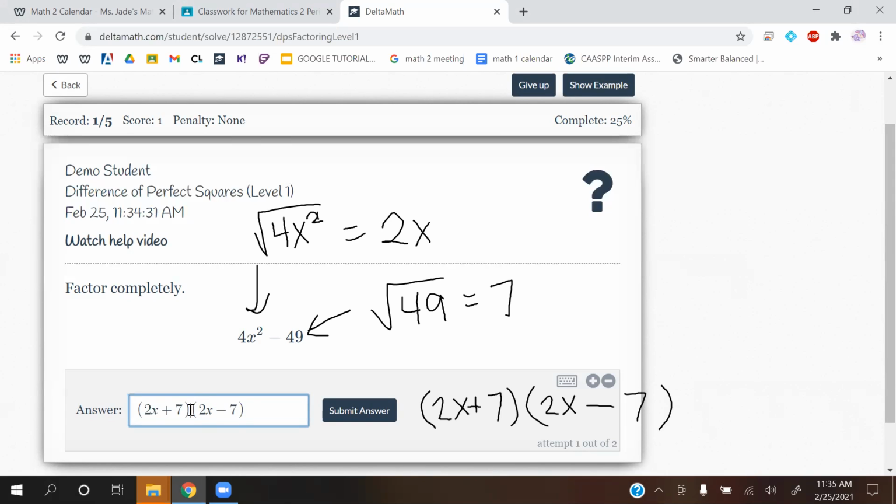And by the way, it doesn't matter if you want to put this one as a second, like that, 2x minus 7, 2x plus 7, it is the exact same thing. So what I have written over here is exactly the same as what I have written over here because the order in which you multiply doesn't matter. You can order it as minus first and then plus next, or you can put plus first and minus next. Any questions on this one?